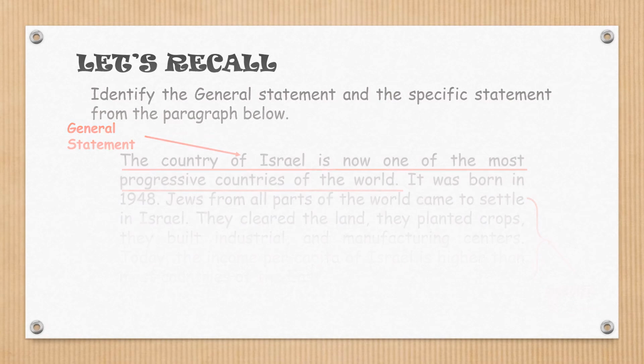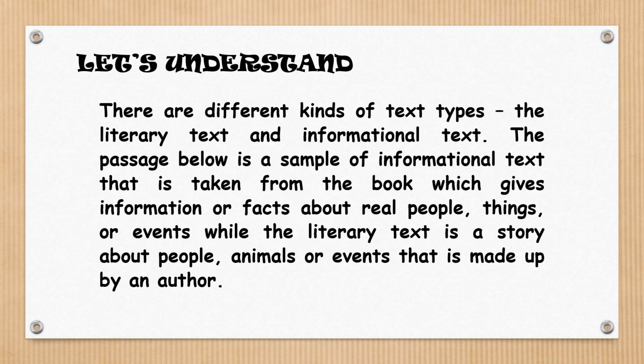Now, let's proceed to our "Let's Understand." For the Let's Understand, it says that there are different kinds of text types, the literary text and informational text. The passage below is an example of informational text that is taken from a book, which gives information or facts about real people, things, or events, while the literary text is a story about people, animals, or events that is made up by an author.